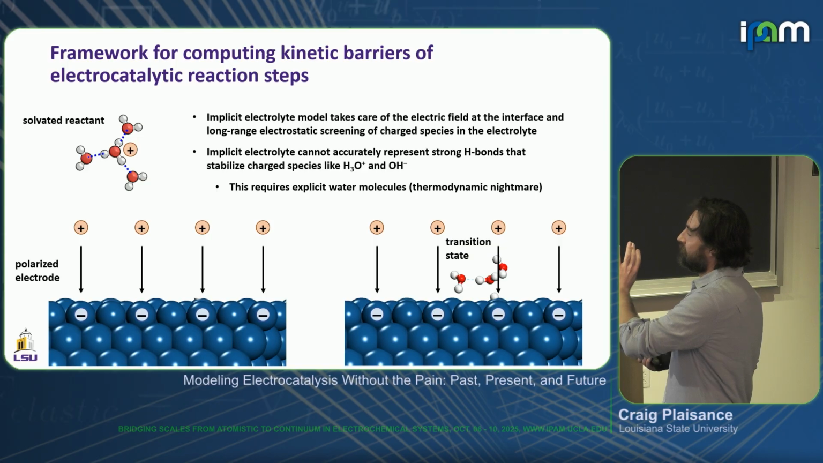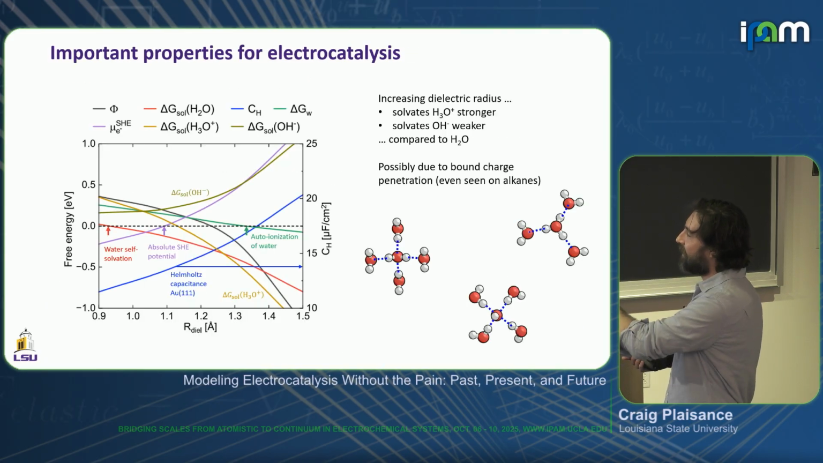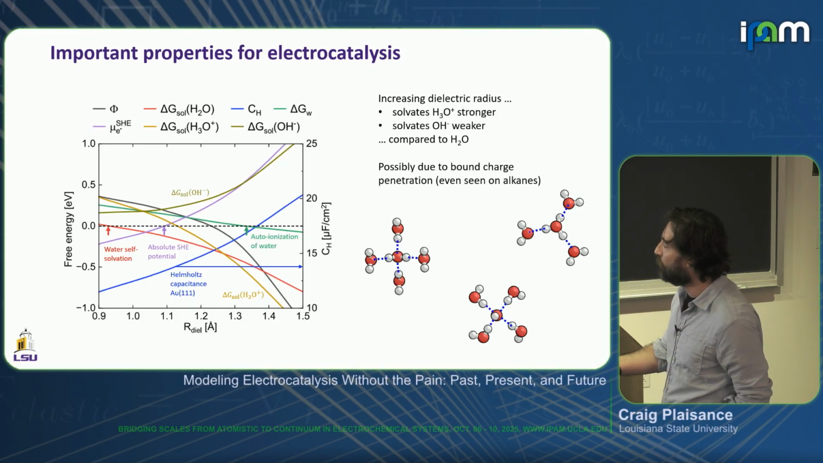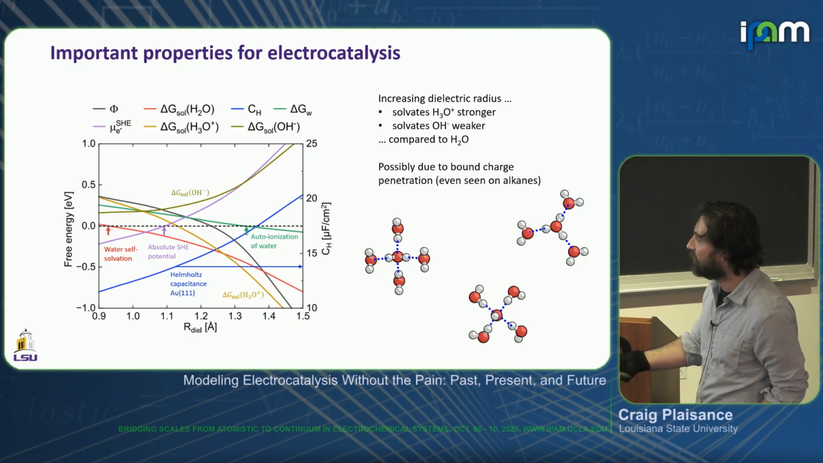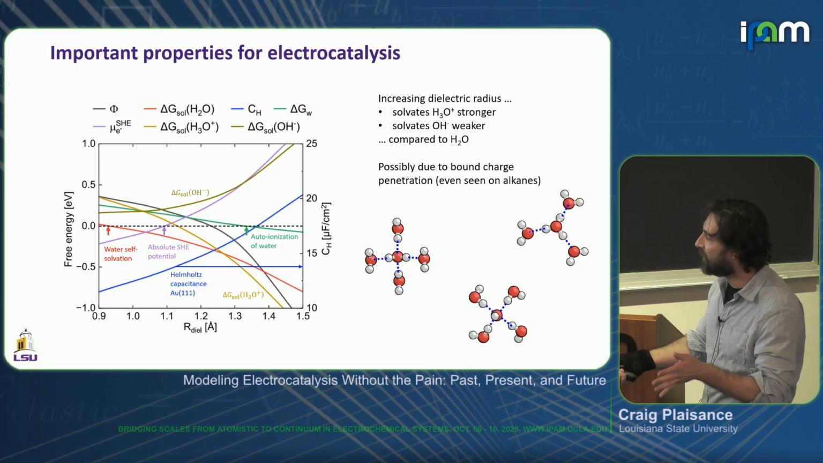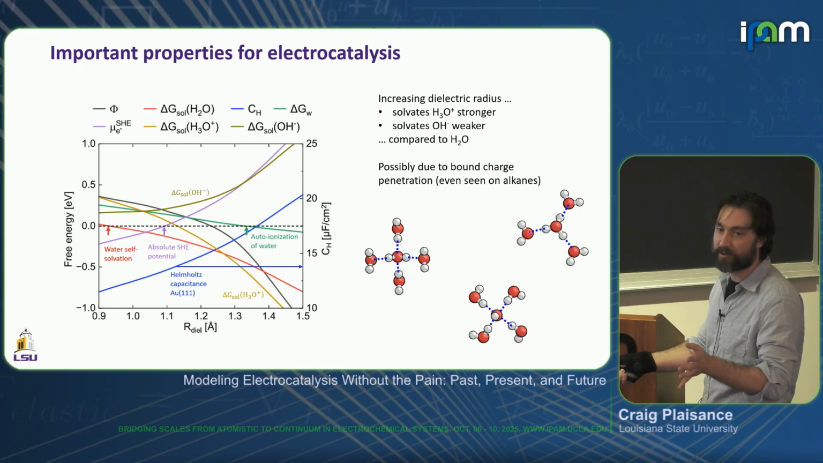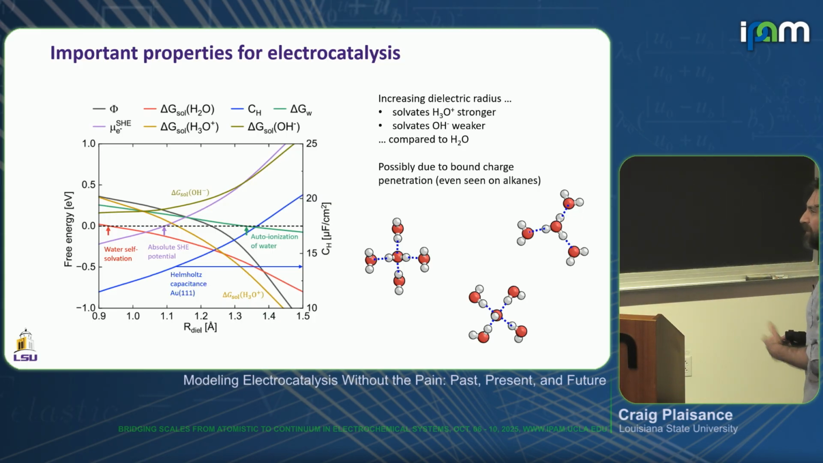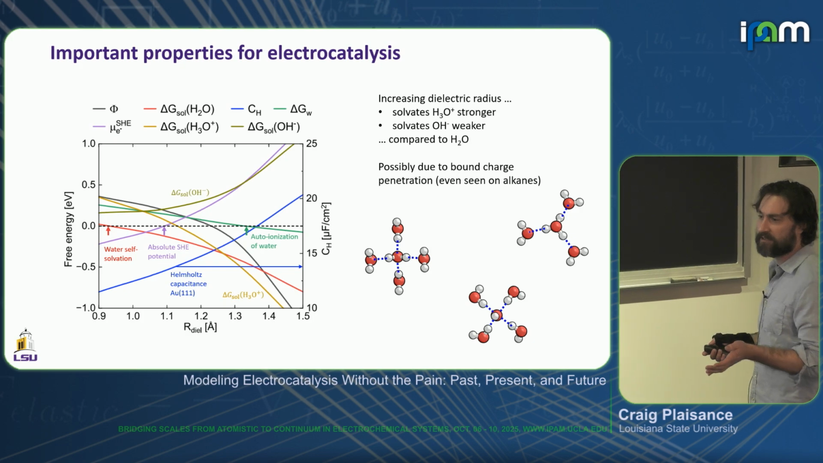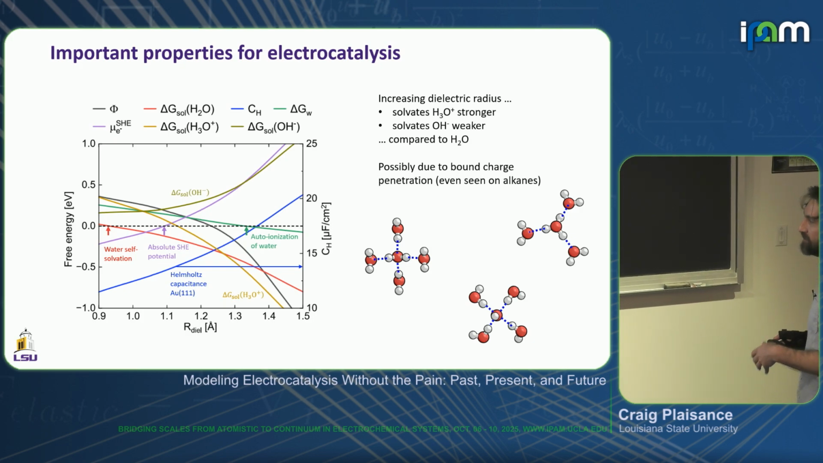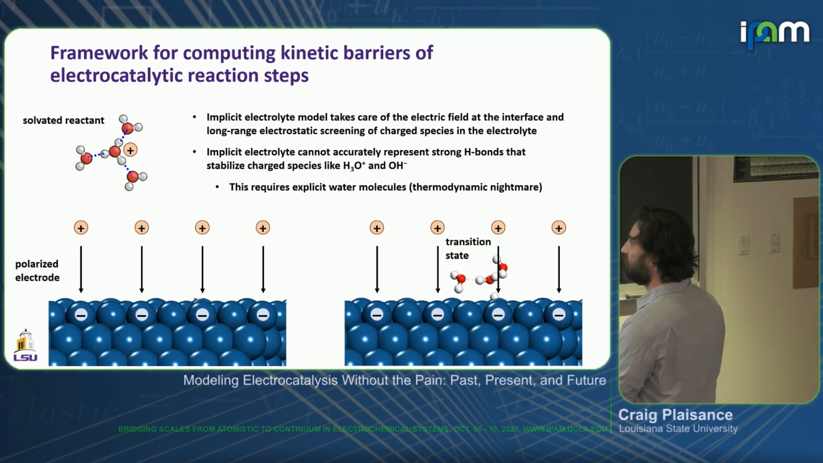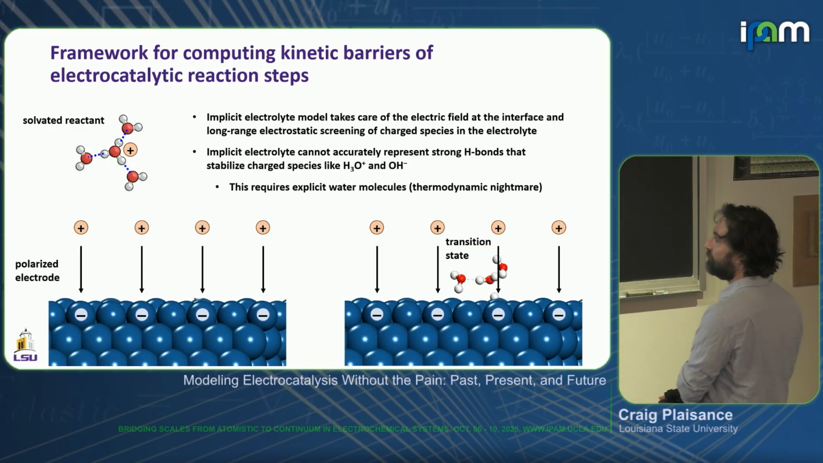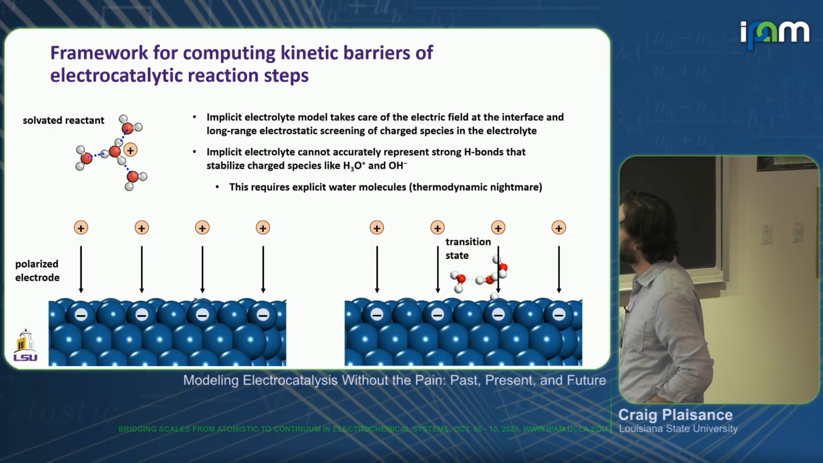Okay, so nonetheless, it's not all that bad, because we do get the auto-ionization energy reasonably correct when we're at a value of the dielectric radius that matches the experimental water self-solvation energy. I think the pKw we get is around 17 compared to 14, so it's off, but it's not terrible. Now I'm going to show how we applied this to calculate kinetic barriers for various electrocatalytic reaction steps.